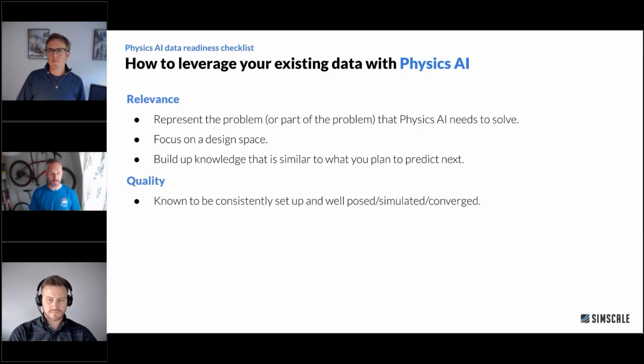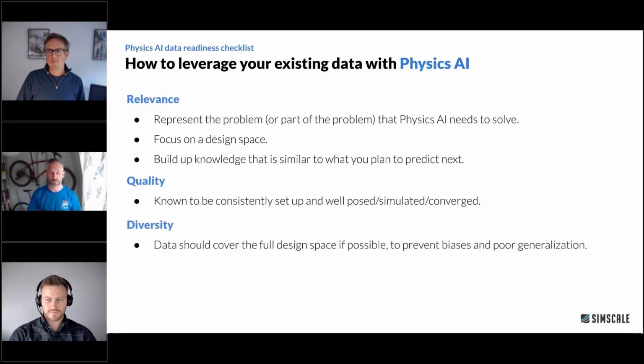It needs to have good quality. So many of us have lots of different simulations run all over the place, but we need to know that they've been set up by someone who knows what they're doing, that it's been converged, and that we can trust the results. So if we give the AI bad results, it won't know that it's got bad results, and it will just use that data as part of the data set. So we have to be really sure upfront that the quality of the data we give it is really high.